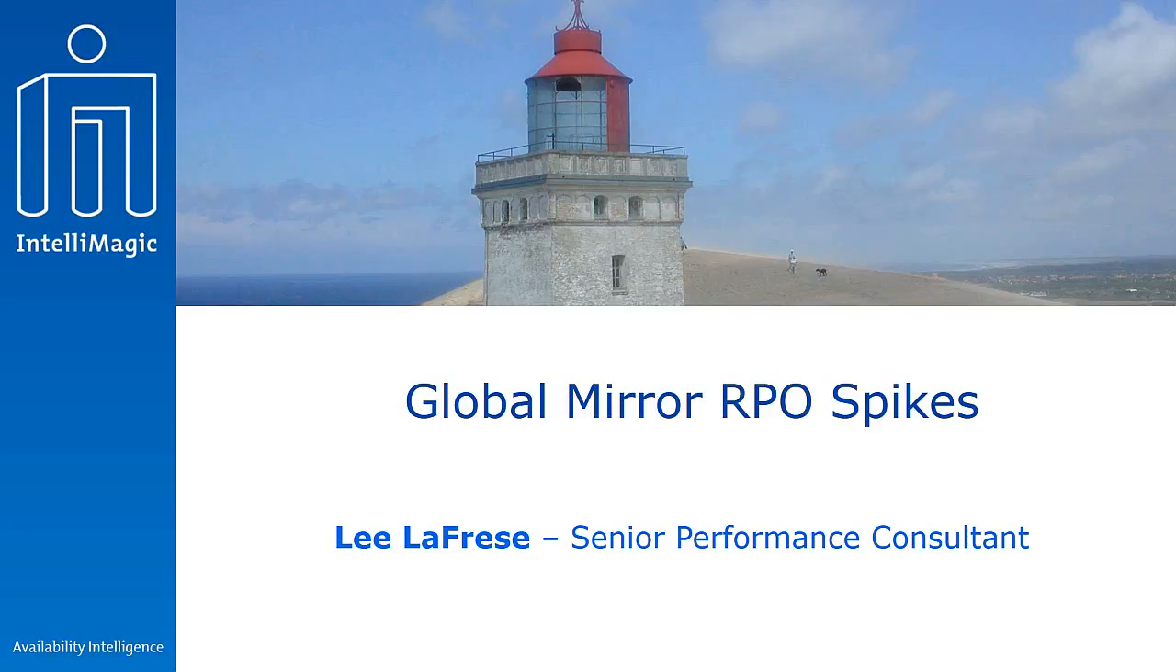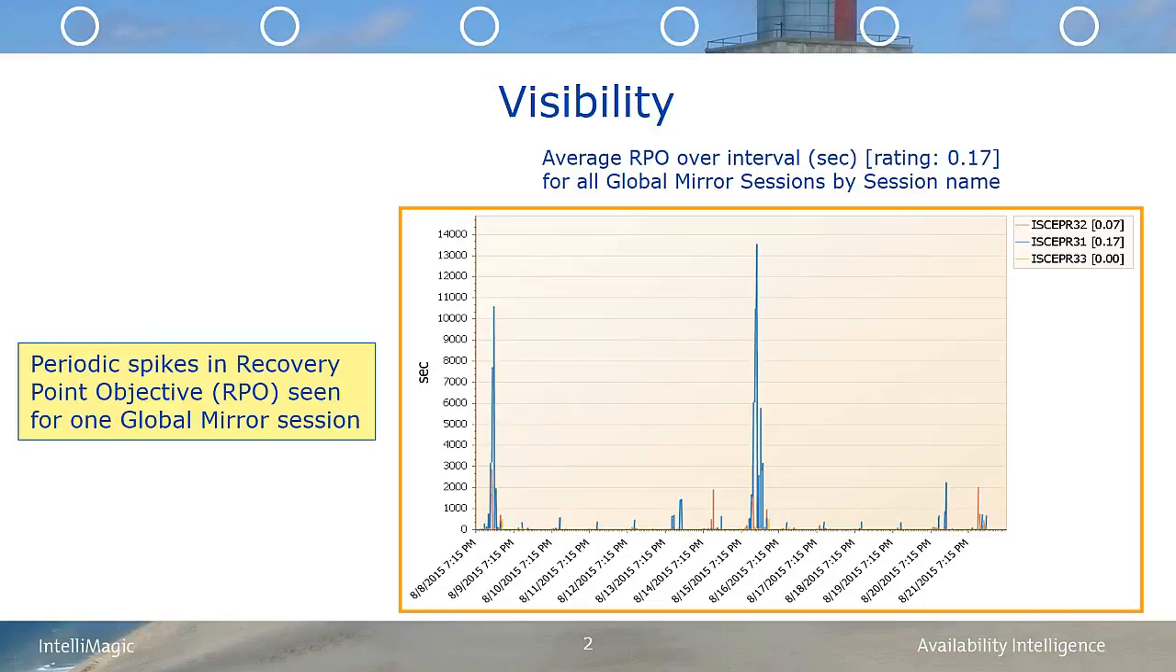Data about the global mirror sessions is recorded in SMF Type 105 records, which Intelligent Magic Vision can analyze. By looking at patterns and drill downs, the root cause of this issue was determined pretty quickly. So here's an example of visibility you can get by using Intelligent Magic Vision into global mirror sessions. We notice in this chart that we're seeing some spikes in the RPO, or recovery point objective, for one of the global mirror sessions. It's only the blue session that's really having issues. The other sessions look pretty healthy.